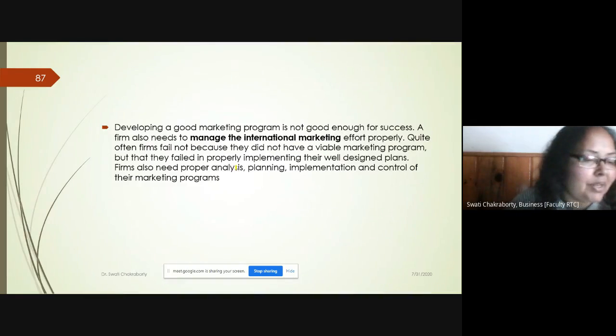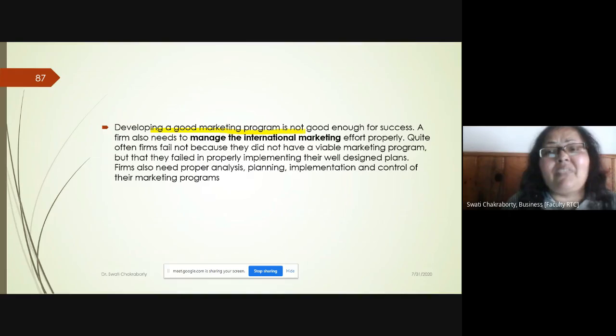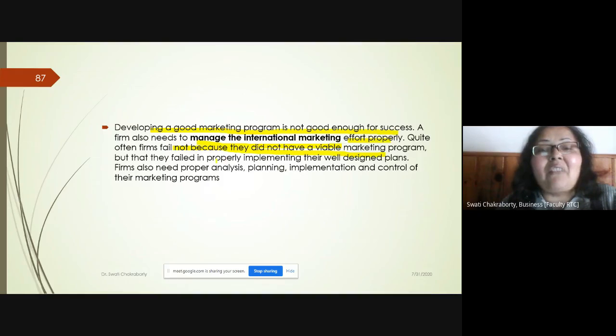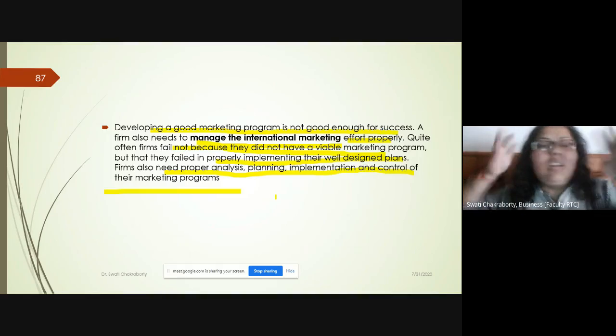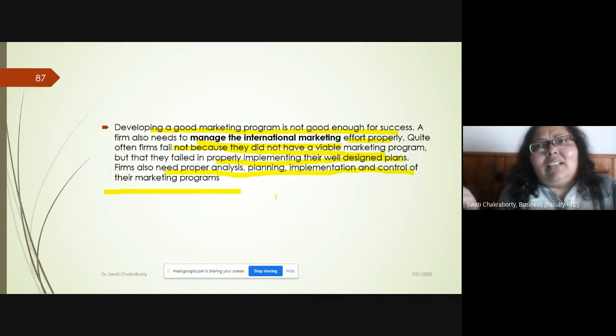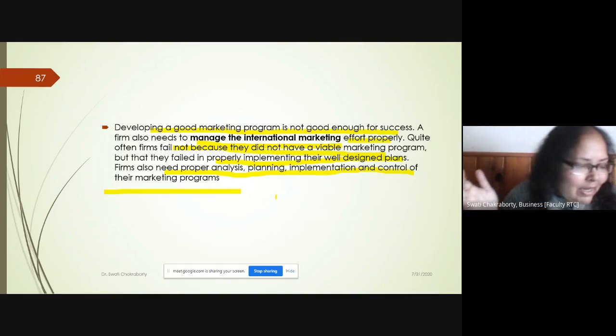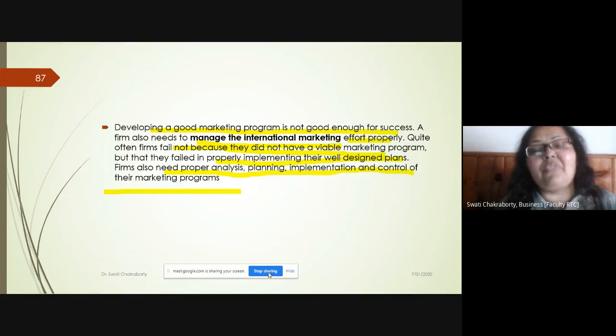Okay, so when you're developing a good marketing program and feel that this will bring success, it's not good enough. A firm needs to manage the international marketing effort properly. Just designing it is not enough. You need to manage it, right? We find quite often that markets fail, not because they do not have a good marketing program, but because they have failed to properly implement their plans. Firms also need to do proper analysis, planning, implementation, and control of their marketing plan. So how do you implement? How do you control? We say the marketing plan has failed, but it's not that. The marketing plan is good, but you failed to manage it, to implement it properly, and to have proper control mechanisms.